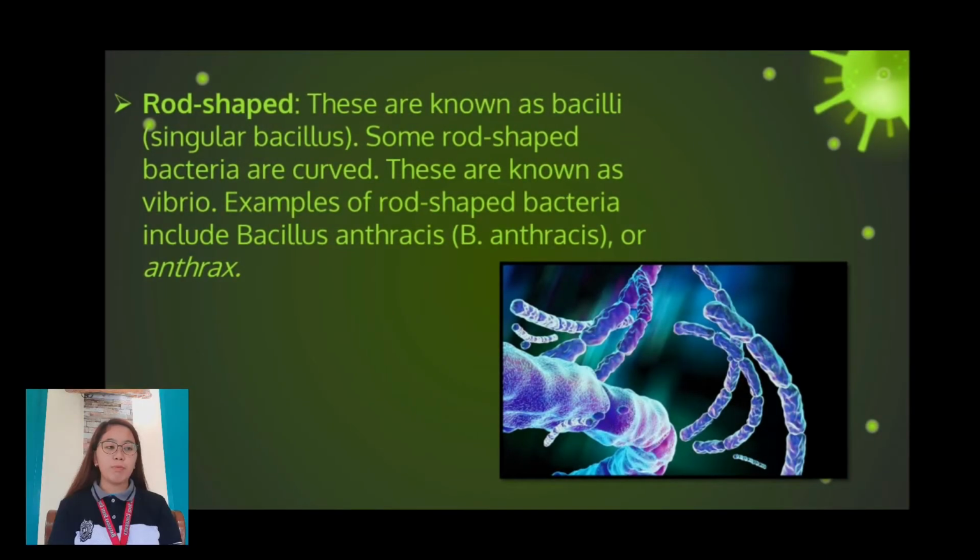The last type of bacteria is rod-shaped. These are known as bacilli, or singular bacillus. Some rod-shaped bacteria are curved. These are known as vibrio. Examples of rod-shaped bacteria include Bacillus anthracis, or anthrax.